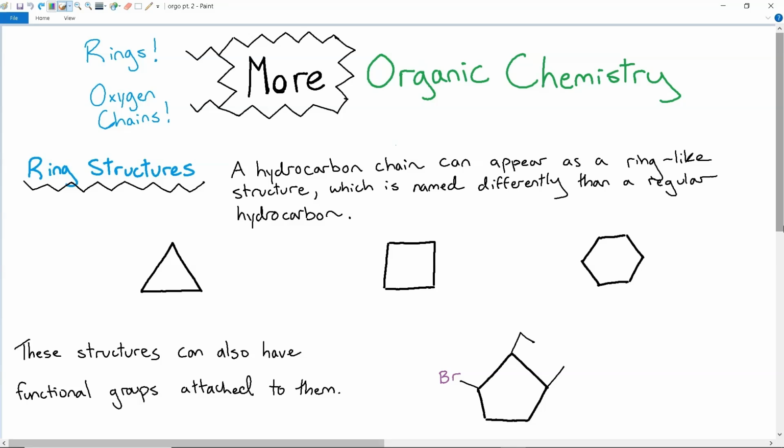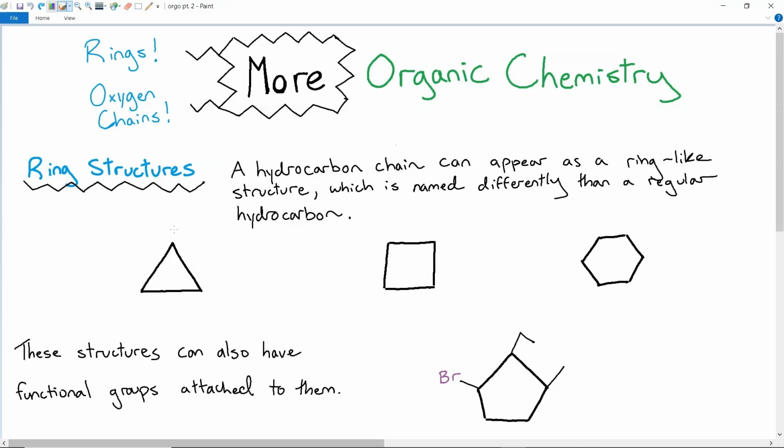Let's start with ring structures, and they are pretty self-explanatory. A ring structure is when we have a hydrocarbon chain that has folded onto itself and formed a closed loop. So this is going to appear like a regular shape. We've got a triangle, a square, and a hexagon in front of us. And luckily for us, we can count the number of carbons in these hydrocarbon chains, just like we would any regular organic compound. So that means we're going to be looking at the ends or the vertices of our shape.